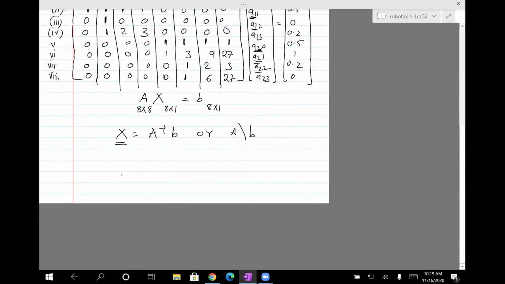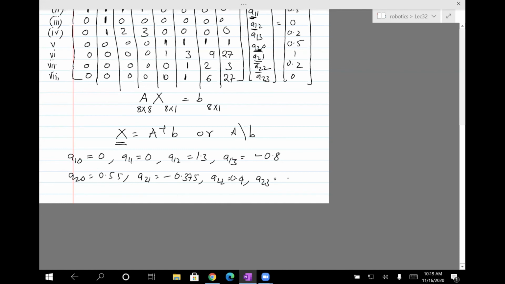Let me write the values I got for a10 and so on. So a10 is 0, a11 is 0, a12 equals 1.3, a13 equals minus 0.8, a20 is 0.55, a21 is minus 0.375, a22 is 0.4, and a23 is minus 0.075.